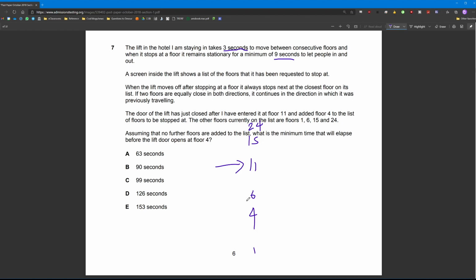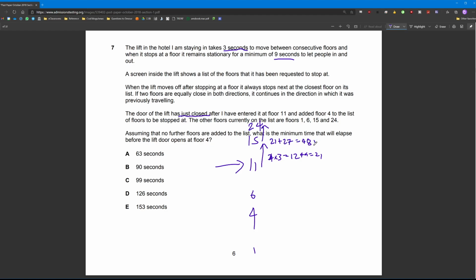Well, you know the lift's algorithm to decide where it goes. Firstly, the door of the lift has just closed. It's going to travel to 15 because that's closer, taking 4 floors times 3 seconds, which is 12 seconds. Stopping adds 9 seconds, to 21 seconds. Then 6 and 24 are equally close to 15, so the lift will continue upwards to 24 because it wants to move in the same direction. 21 plus the 27 seconds of movement makes 48.